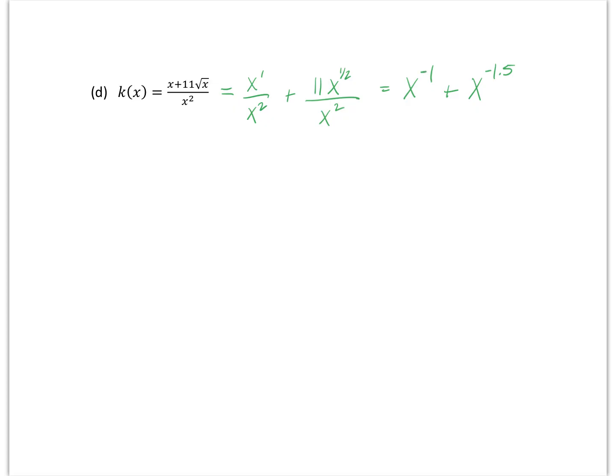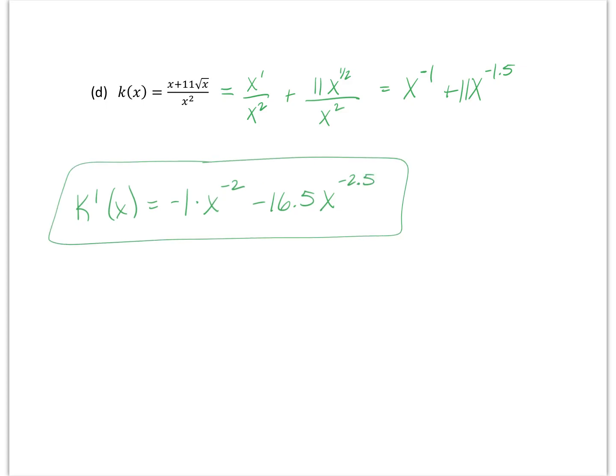And now I don't need to use the product rule or the quotient rule. This is just a power rule problem. I can just take the derivative of each term by using the power rule. So I bring the negative 1 down, I copy the x, I reduce the exponent by 1, and then I repeat for the next function. Oops, I forgot my 11 there. Okay. Negative 1/2 times 11 is negative 16.5. Copy the x, reduce the exponent by 1. And there's our k prime.